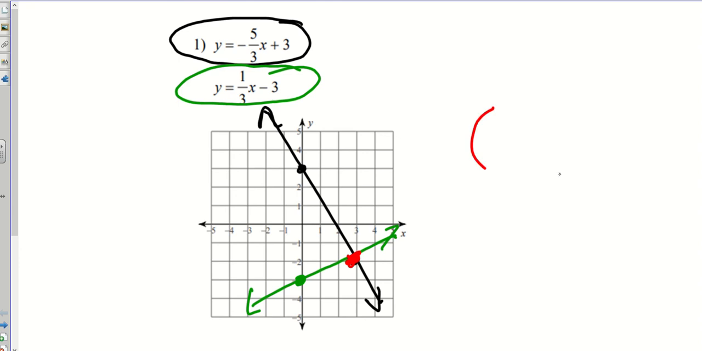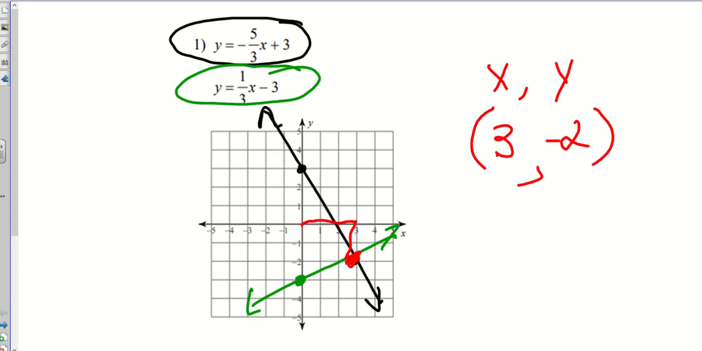Now our answer will be written as an ordered pair. So remember, an ordered pair is x comma y. The x goes first, the y goes second. So to get to this point, on my x-axis I have to go right 3, which is a positive, and then down 2, which is a negative. So my solution for this system would be (3, -2). That is the point that makes both equations true.